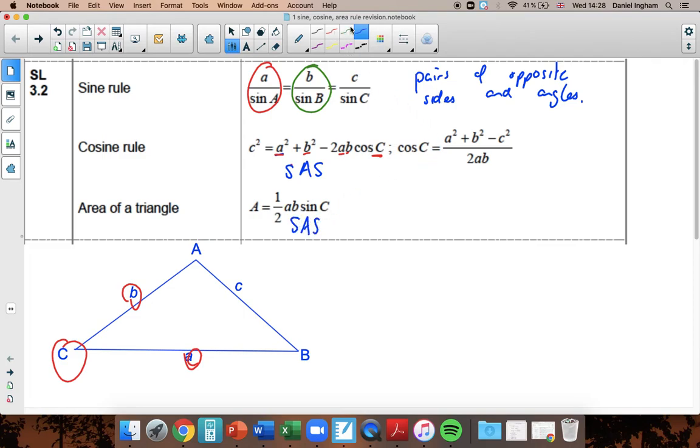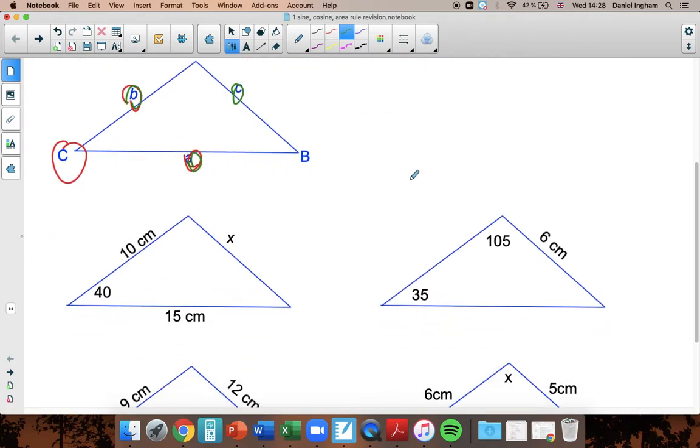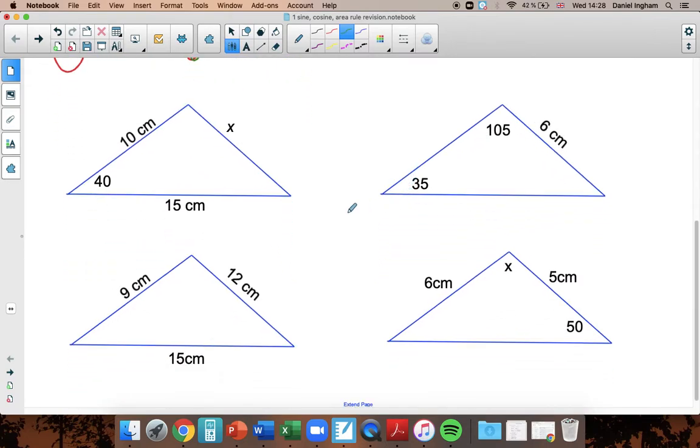So these two are both when you've got SAS. And then when can we use this? Well, it's basically when we've got side, side, side. So we can use this when we've got all three sides. Okay, so we need to memorize that. You don't need to learn the formulas because they're given to you, but you do need to memorize when you can use them. Here we've got a couple of examples we're just going to run through.